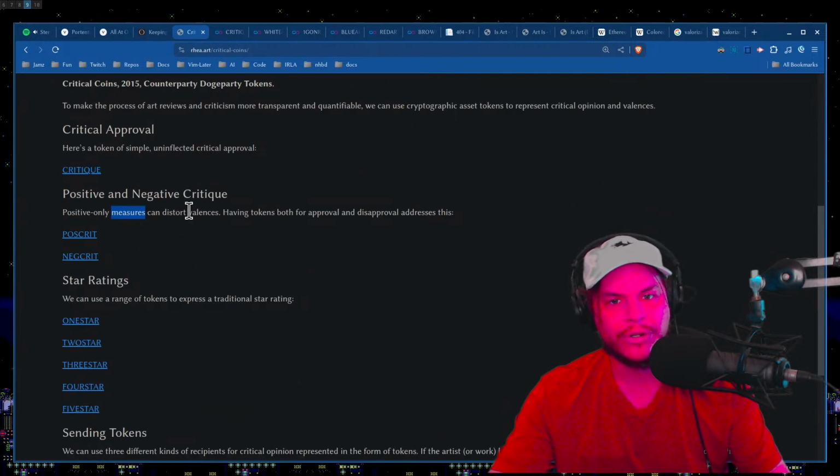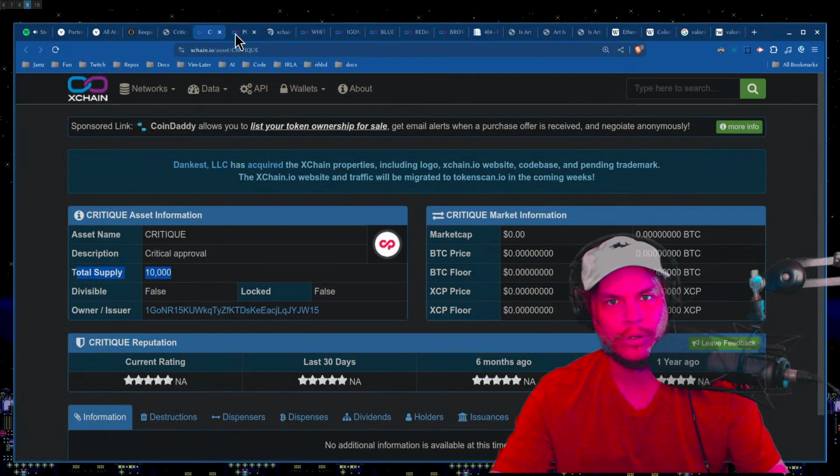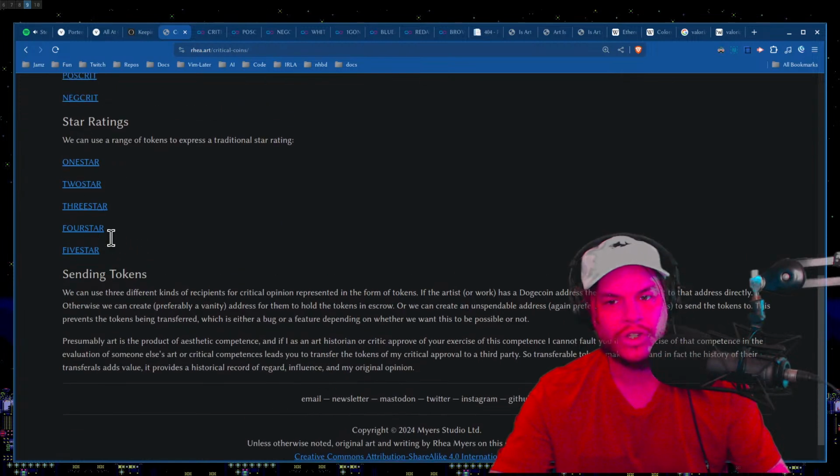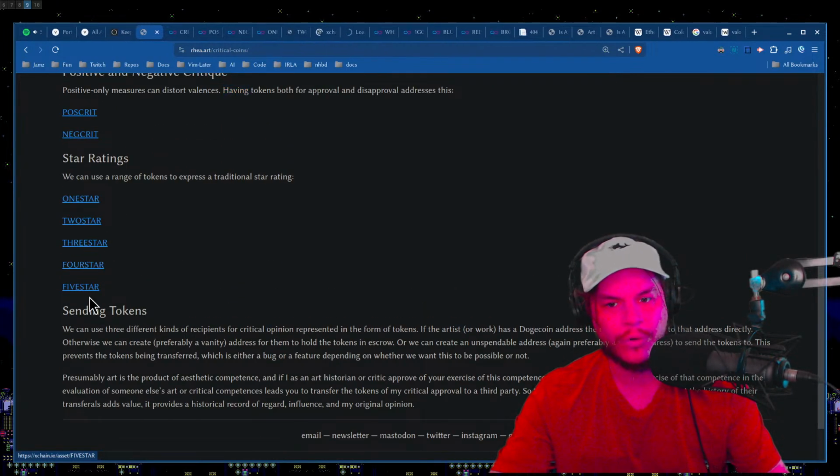Positive only measures can distort valences. Having tokens both for approval and disapproval addresses. Okay, so here's approval, here's disapproval. Great. A million of each, great. Then I've got stars here. 1 star, 2 star, 3 star, 4 star, 5 star.